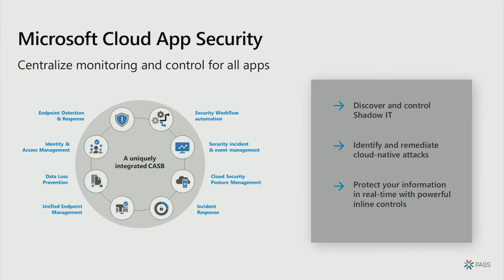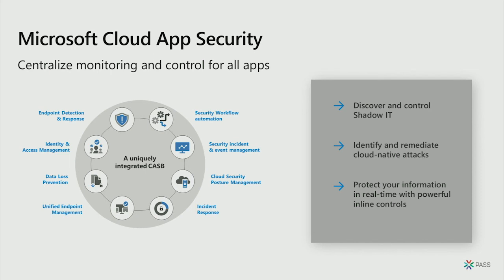Microsoft Cloud App Security is a multi-mode cloud access security broker. This is a new generation of security solution that is essential to any modern security strategy. It gives you rich visibility into your shadow IT. It enables you to identify and remediate cloud-native attacks and allows you to control how your data travels, and all of this across all your cloud apps, including Microsoft and third-party applications.